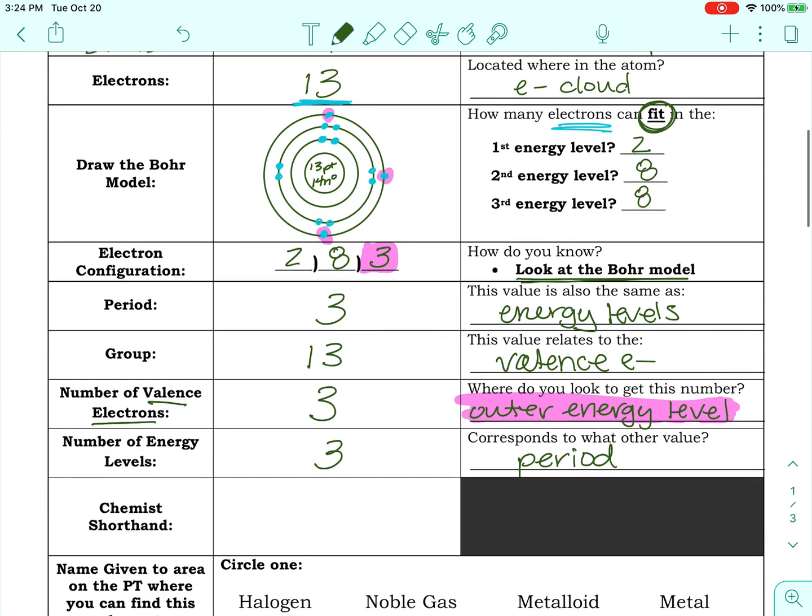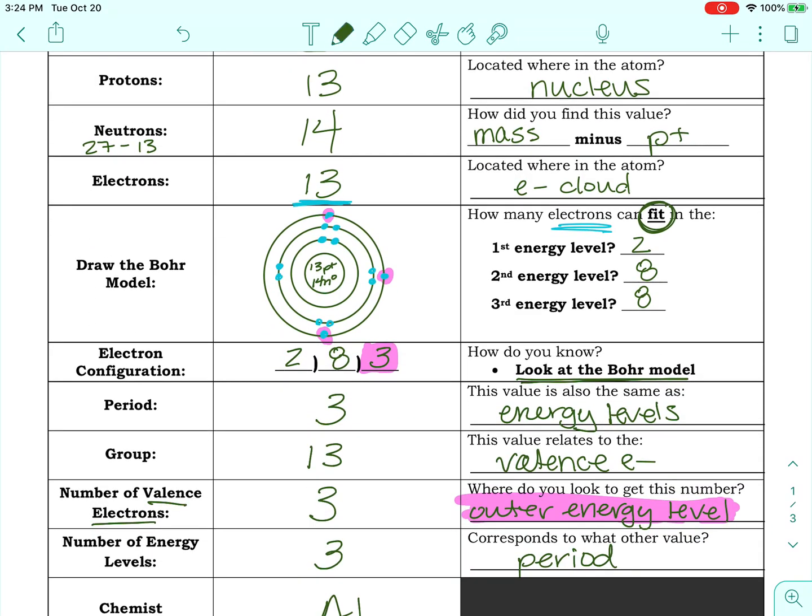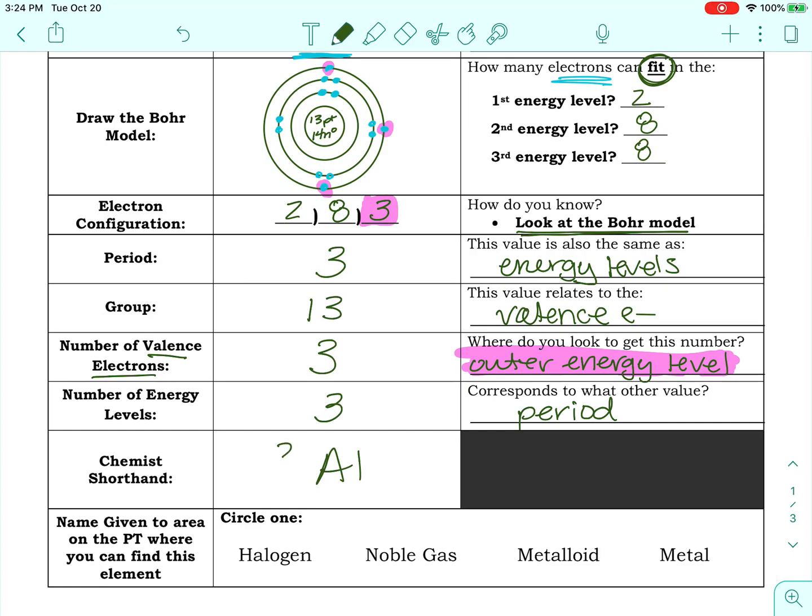The shorthand is where we have the element symbol. We have aluminum, so our symbol is Al. If we scroll back to the top, we take the mass number and put it over top of the atomic number. It's always the big number over the small number. So 27 over 13, and that goes on the left side of the symbol. Now remember, you're not using your periodic table for this page. This question is actually worth a bonus point if you can get it right.